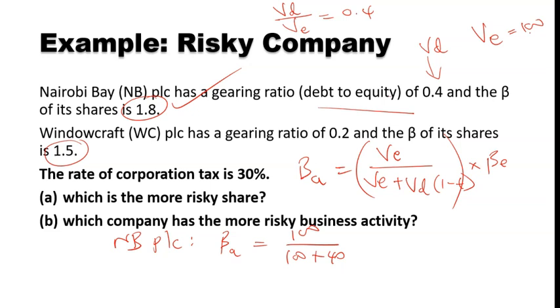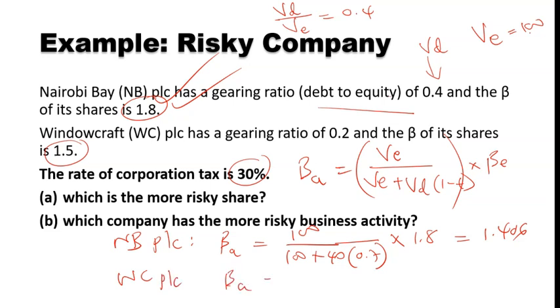So in this case, the 40 is to be adjusted for tax, okay? And the tax rate is 30%. 1 minus 0.3, that's 0.7. So this should be multiplied by 0.7, and then multiplied by the beta equity, which was 1.8. And when you punch these figures in your calculator, you must get 1.406. This is the beta asset for NBPLC. We can also calculate the beta for WC PLC.